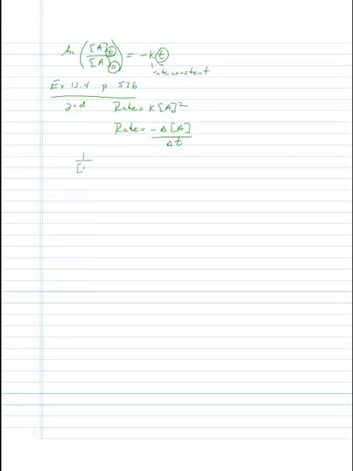1 over the concentration at a later time is equal to, now this has a positive slope, kt plus 1 over the initial concentration.